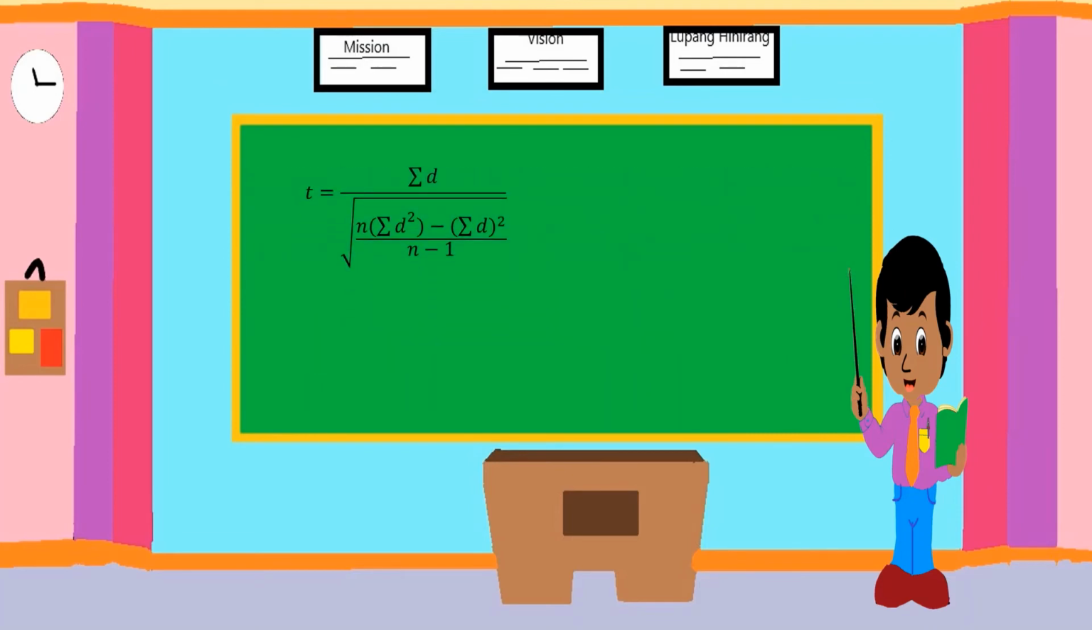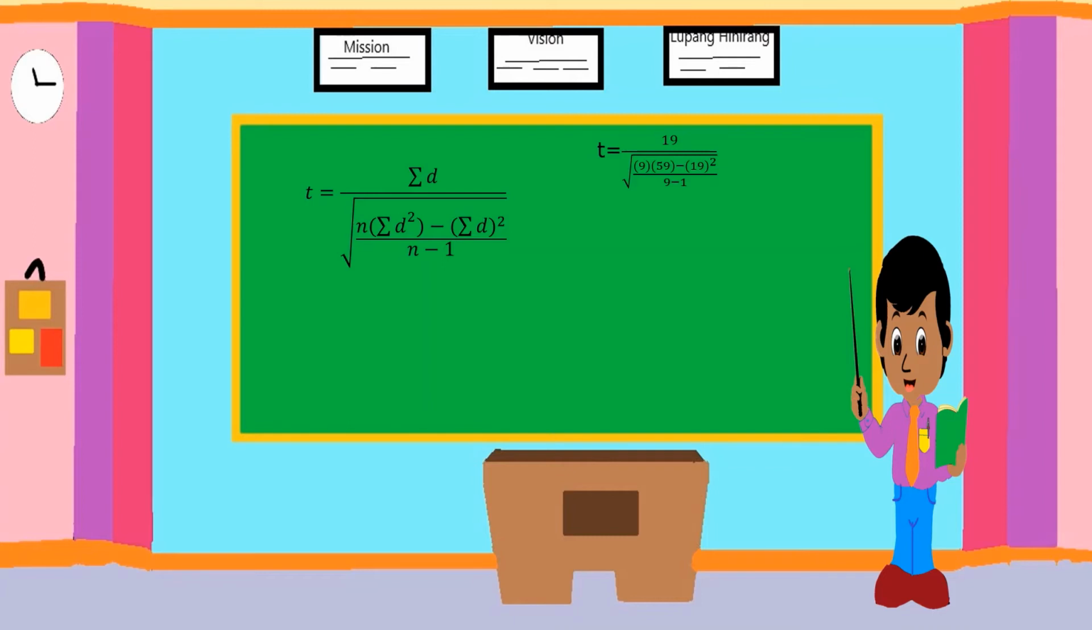Now let's move on to the formula. This is the formula in solving our t. So we'll substitute our given. So our t becomes 19, that's the sum of the difference over the square root of. So our n is 9 because there are 9 participants.